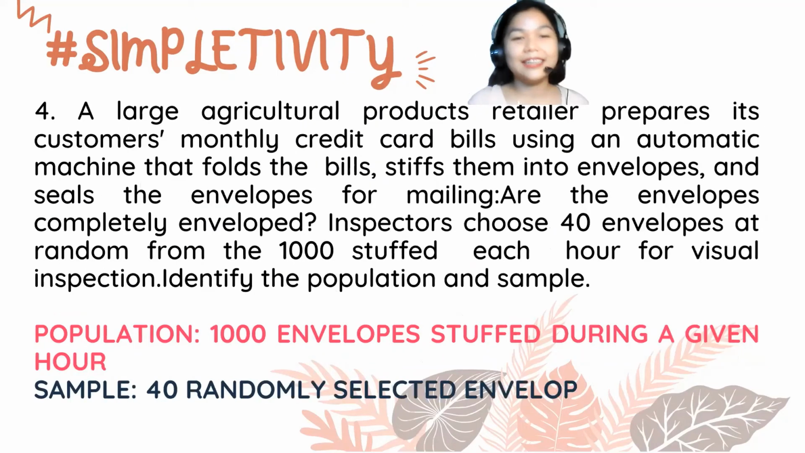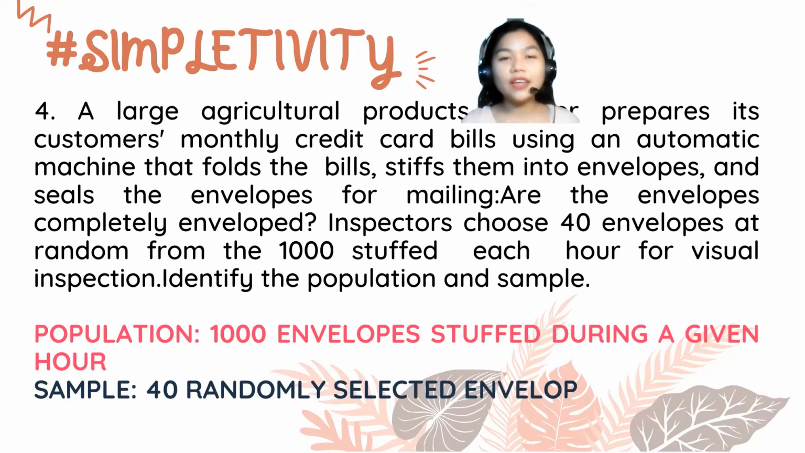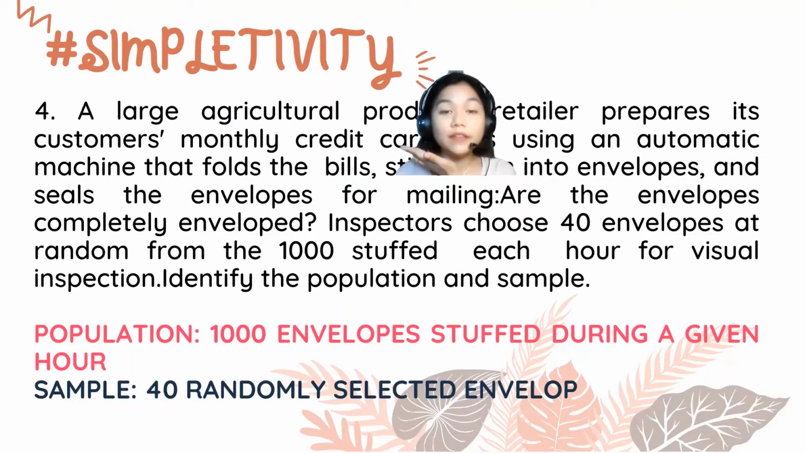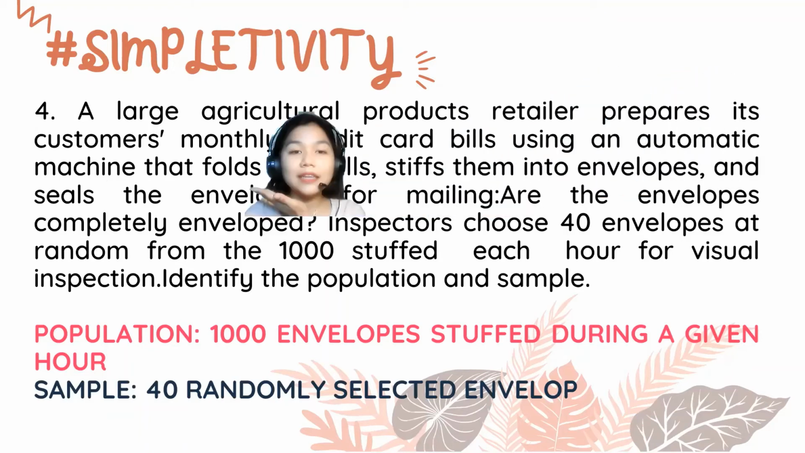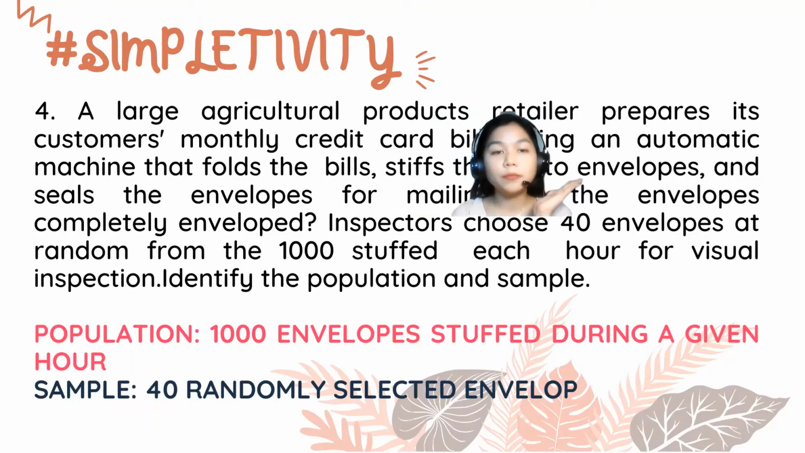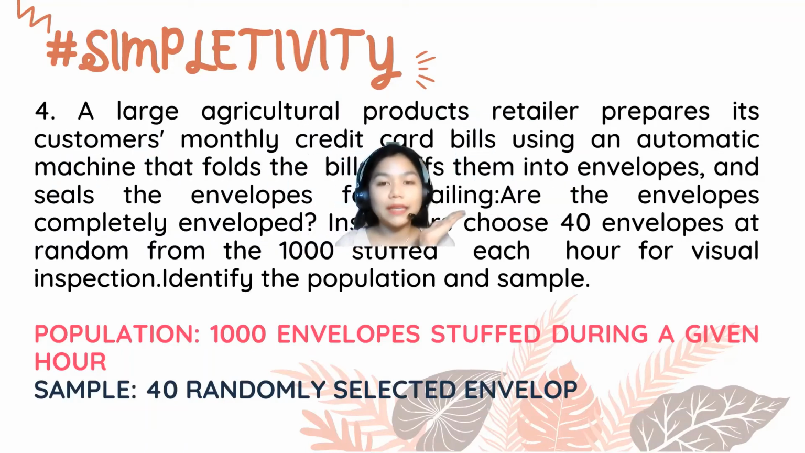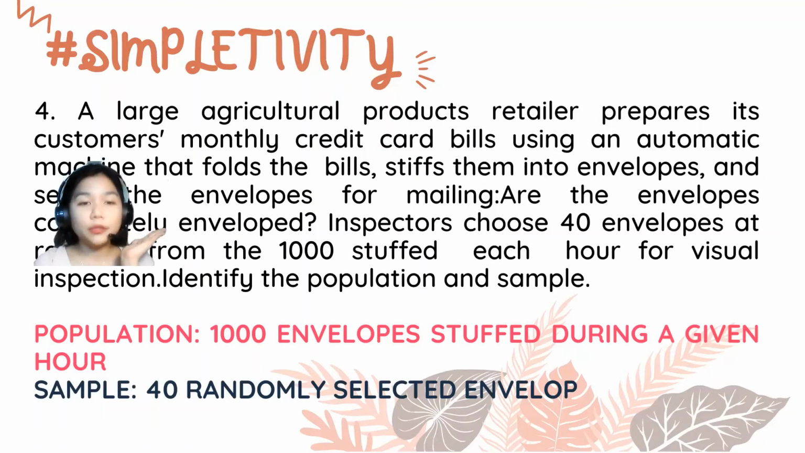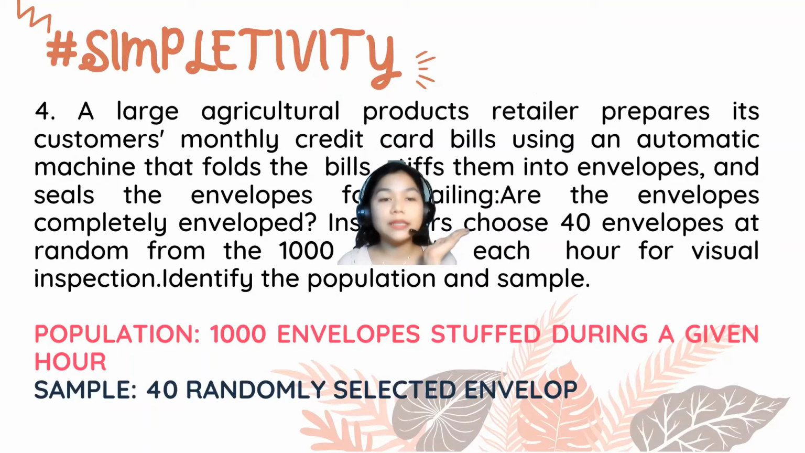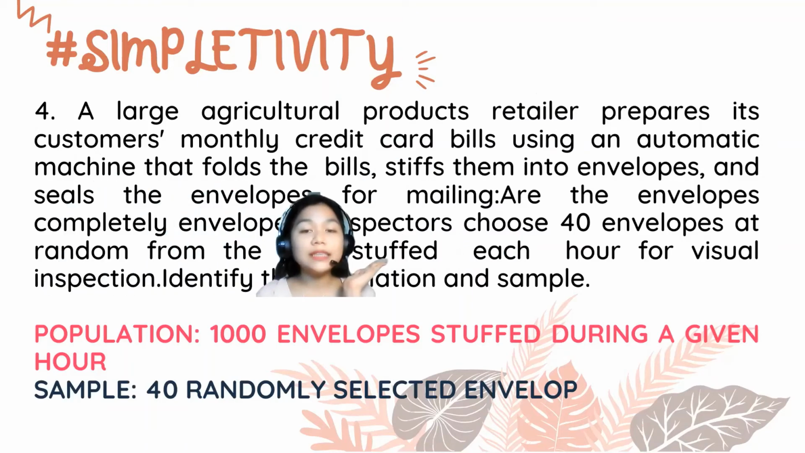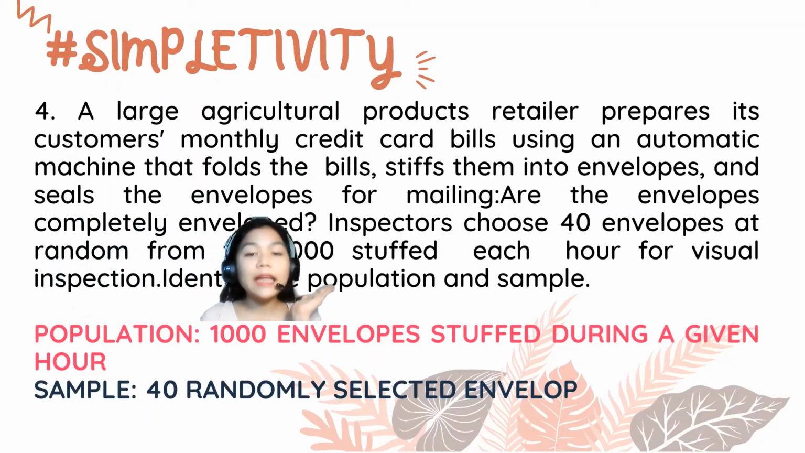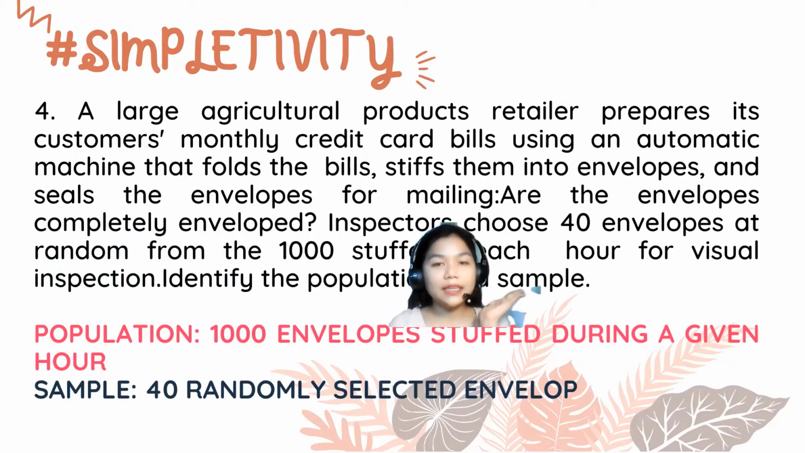Easy, right? Fourth one. A large agricultural products retailer prepares its customers' monthly credit card bills using an automatic machine that folds the bills, stuffs them into envelopes, and seals the envelopes for mailing. Are the envelopes completely sealed? Inspectors choose 40 envelopes at random from the 1,000 for visual inspection. We need to identify the population and sample.